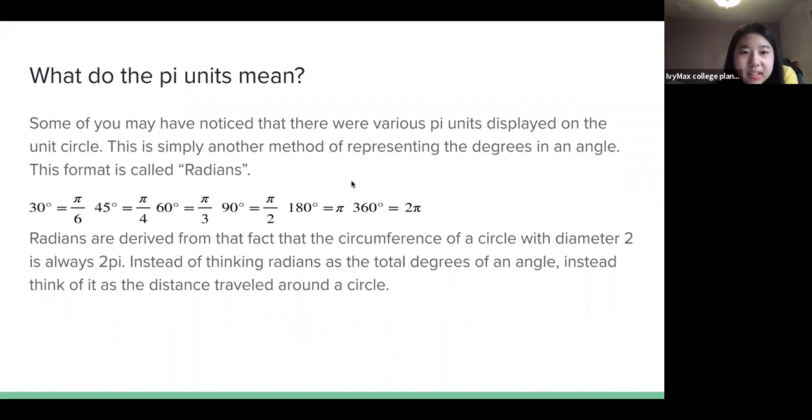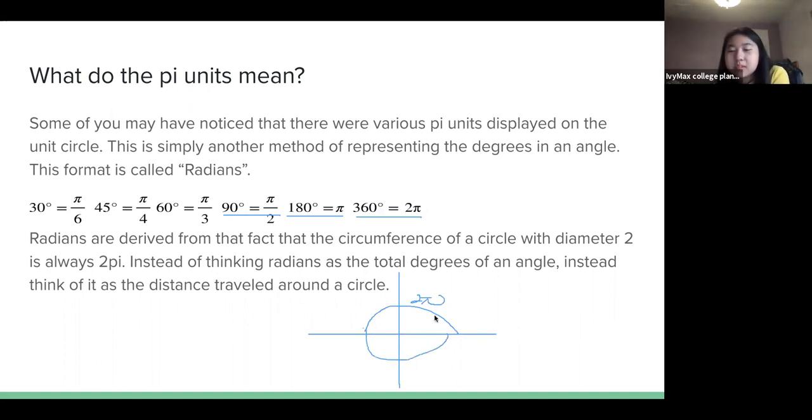Some special ones: pi is equal to 180, 2 pi is 360, and pi over 2 is equal to 90 degrees. The whole circle is equal to 2 pi, and if you have the half circle right here, it is equal to pi.